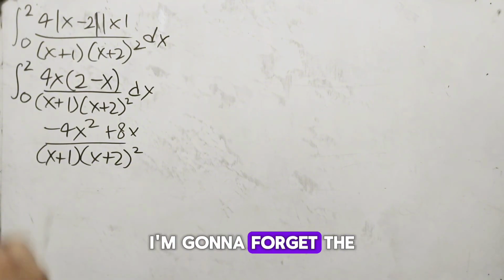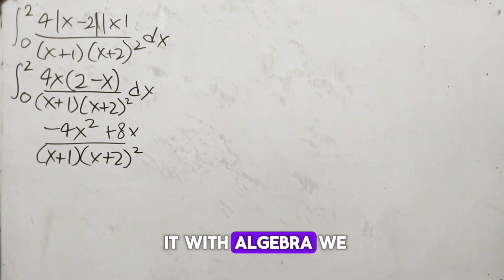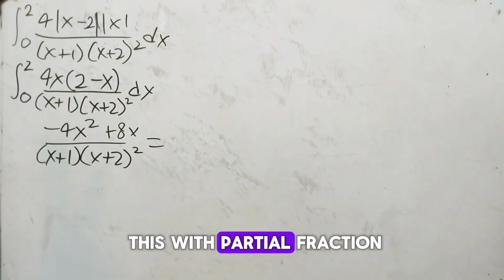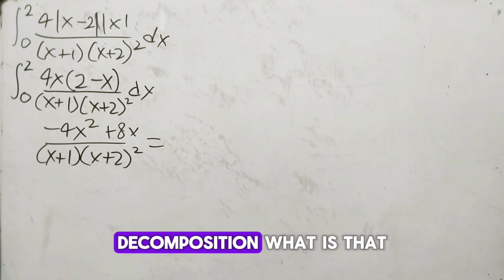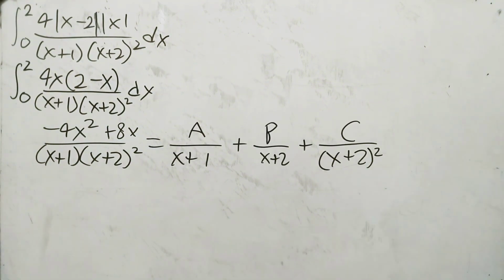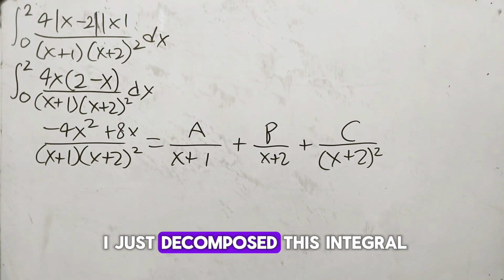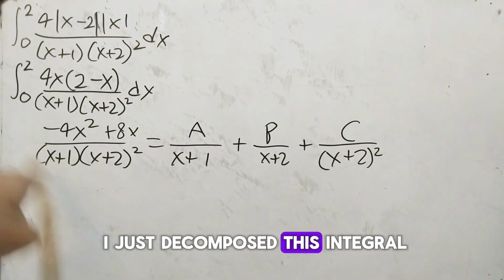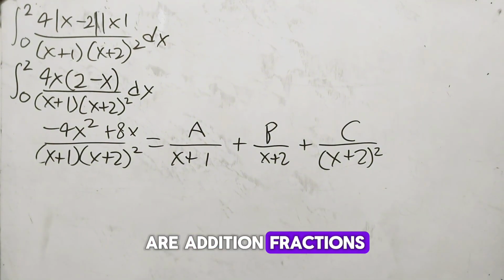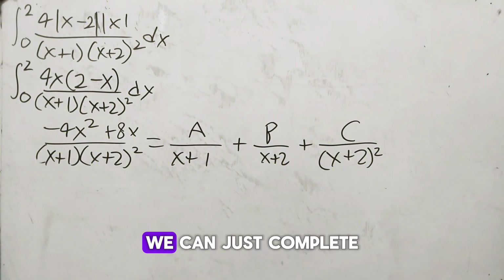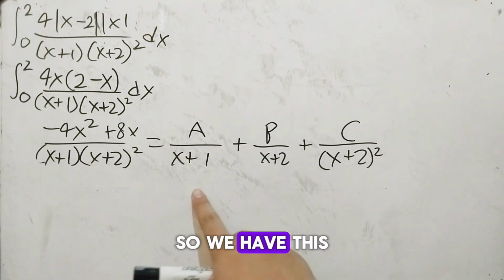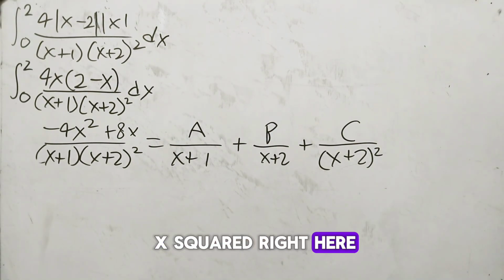From here, I'm going to forget the integral for now. I'm going to solve it with algebra. We can continue solving this with partial fraction decomposition. What is that? I'm going to write it down here so you guys can see. As you can see, I just decomposed this integrand into 3 fractions that are added together. So when we have this formula, we can complete this by separating it like this. So we have this and then x squared right here.